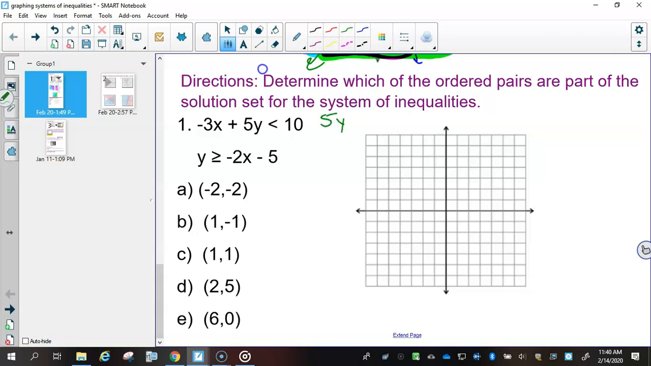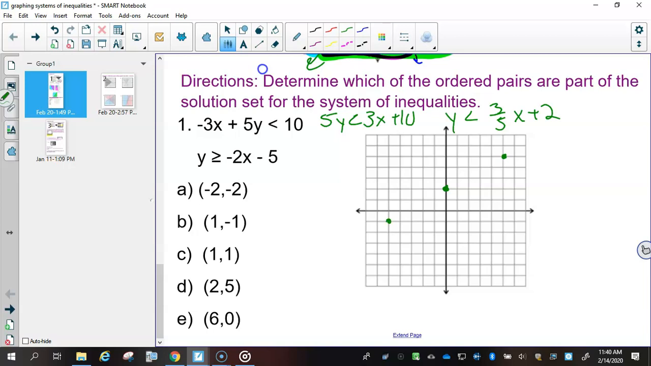So in this case, add 3x to both sides and divide by 5. Y is less than 3/5 x plus 2. We don't need to solve our second one because it's already solved for us. Let's go ahead and graph both of those. So starting at 2, going up 3, right 5. And then go down 3, left 5. As many times as you can.